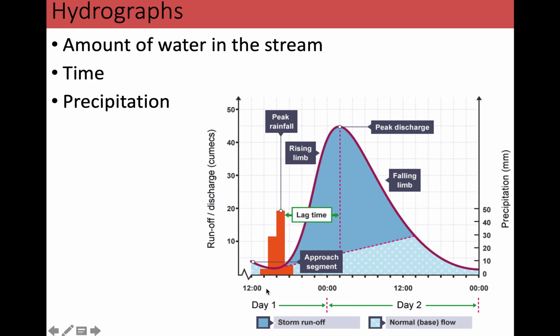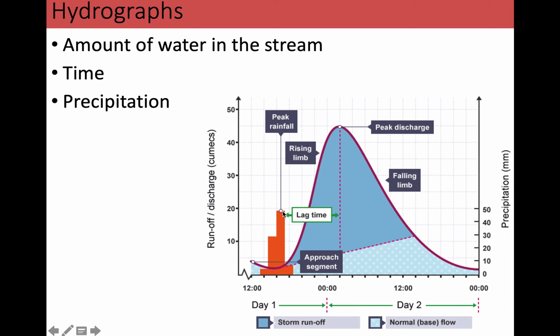Usually time will be on the x-axis, so as you move through time, you see the water in the flood. If we follow the purple line, the water in the stream increases. Then also precipitation is usually graphed here as well. So you can see here was our peak rainfall. So these orange bars correspond to the precipitation here on the second y-axis.